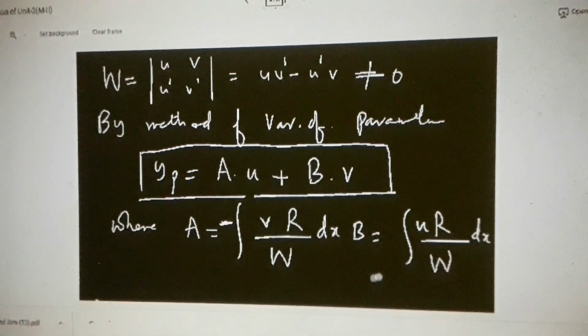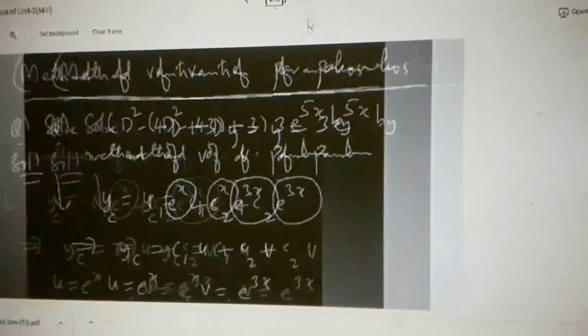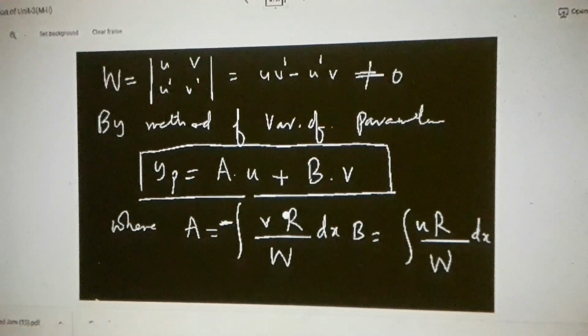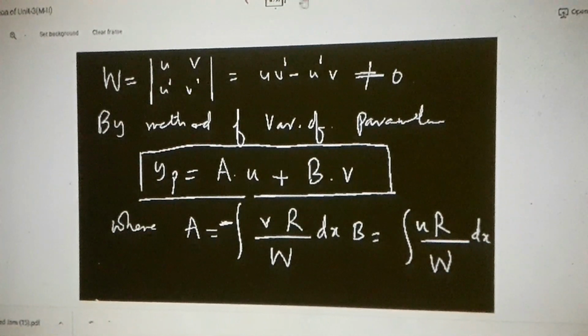Back to the point. So a is this one, so you have v, you have r. That r is nothing but the function on the right hand side. So 3 e to the power of 5x is r value, so right side function r. So minus vr by w dx, that integration, and similarly you will get b value. Substitute that a value and b value here, you will be getting the value of yp. So yc plus yp gives a general solution.